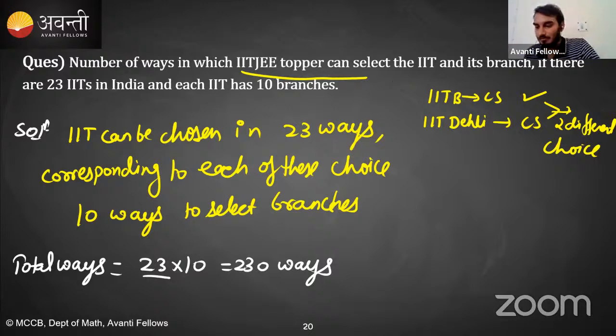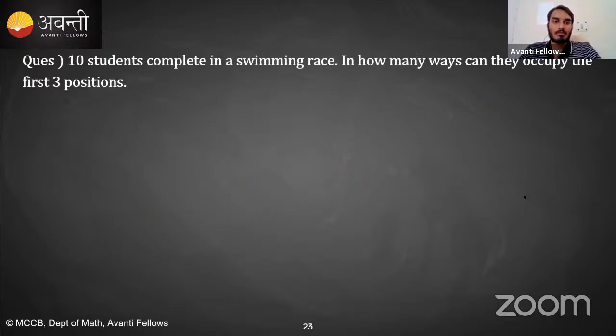Very good, Harish. So now let's move on to the next question. The next question is saying that 10 students compete in a swimming race. In how many ways can they occupy the first 3 positions?